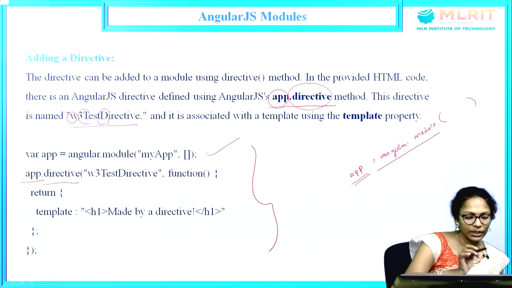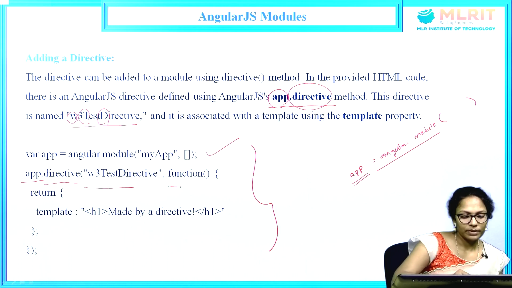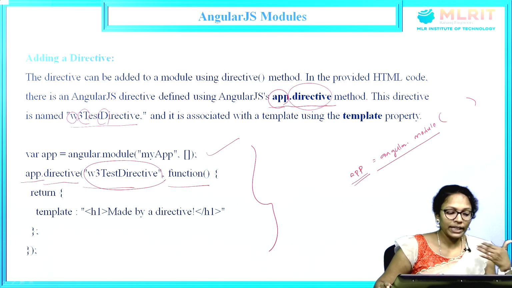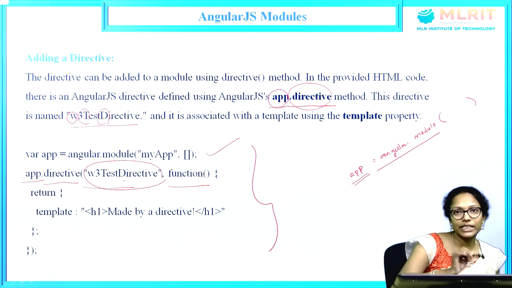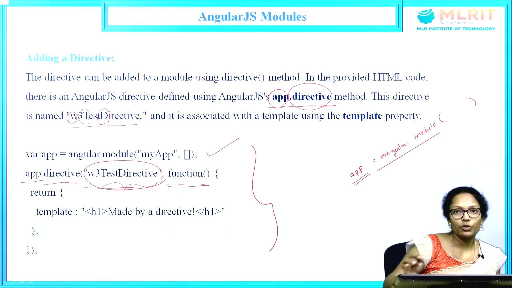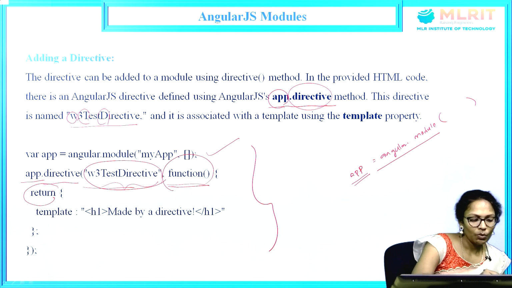Using the directive function, we have two parameters. The first parameter is the name of the directive. So far we have seen ng-model, ng-app; all those are names of directives. Here my directive name is w3TestDirective. This is the name of the directive you are creating. Now we have a second parameter, a function. How this directive should work can be decided by this function. Now what is this function doing? It is returning something.